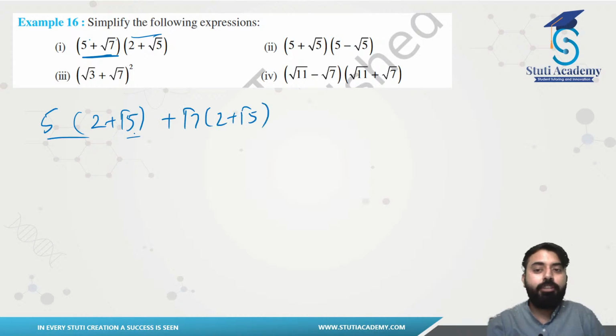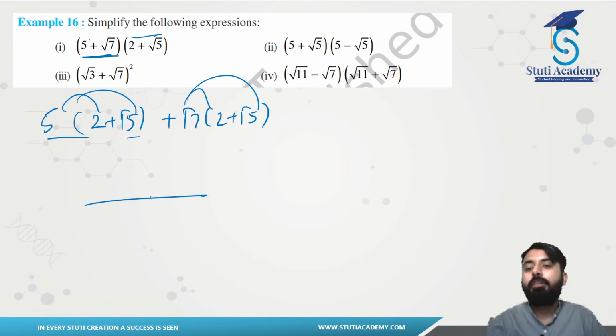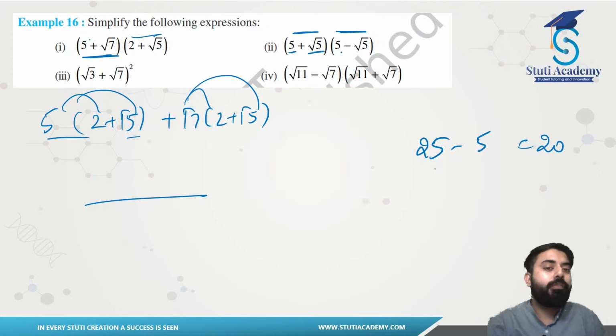Now you can easily multiply this with that and this with that, and ultimately you will have the value. You see, this is a plus b and a minus b, so this will be a square minus b square. So 25 minus 5, that will be 20. Given square of 5 is 25, square of square root 2 is 5. So that will be 20, right?